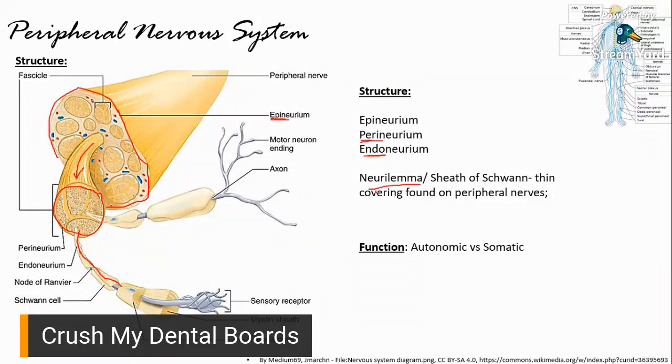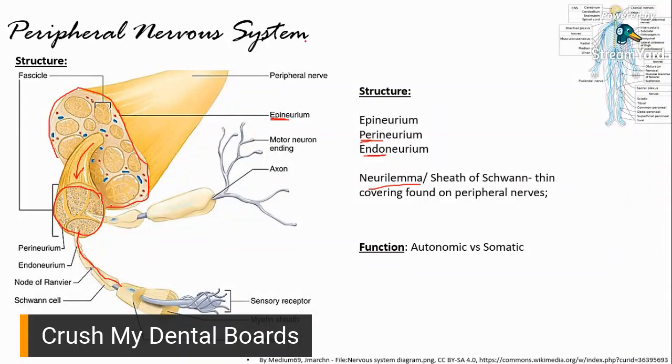What's the significance again of your sheath of Schwann? It's the one responsible for allowing the nerves, peripheral nerves, to regenerate. Okay? As long as the neurolemma is intact and the perineurium is intact, then yes, the nerve can regenerate. Okay? So that's the basic structure of your peripheral nervous system, particularly your peripheral nerves. You have an epineurium, perineurium, endoneurium, and you have the neurolemma over your sheath, your myelin sheath. Okay.